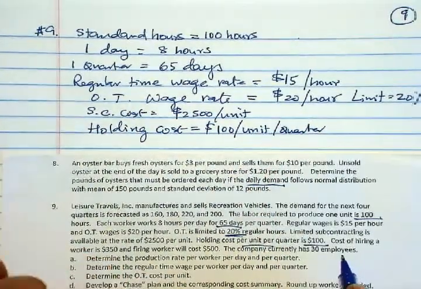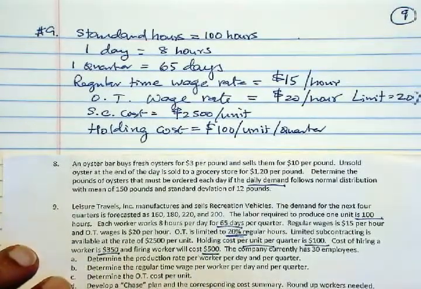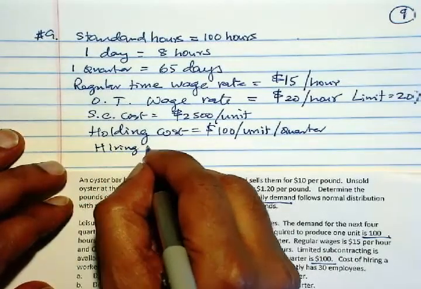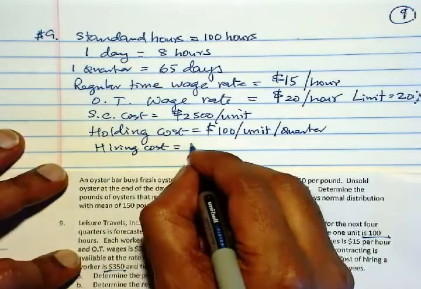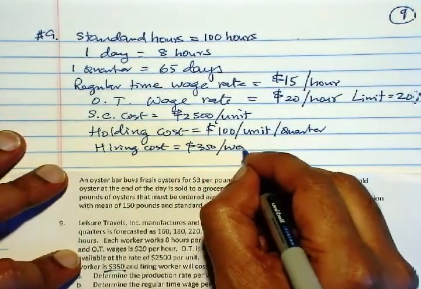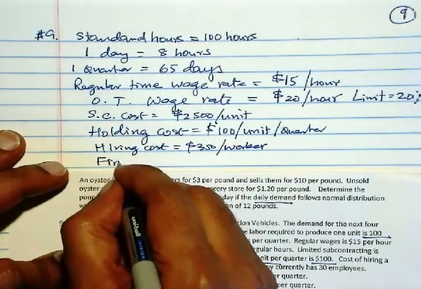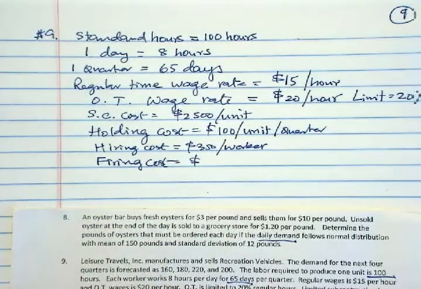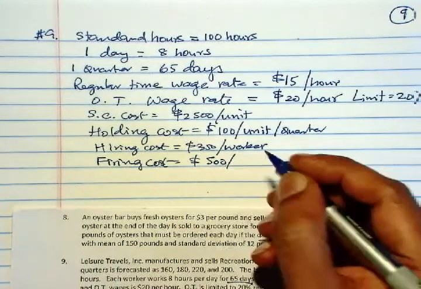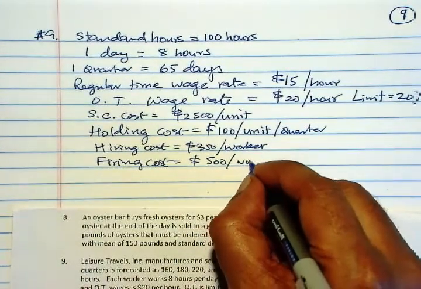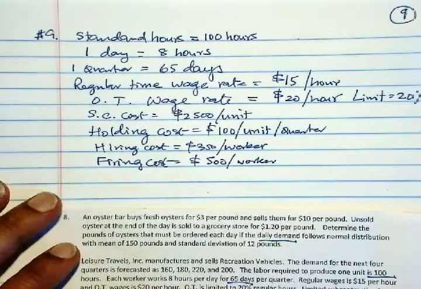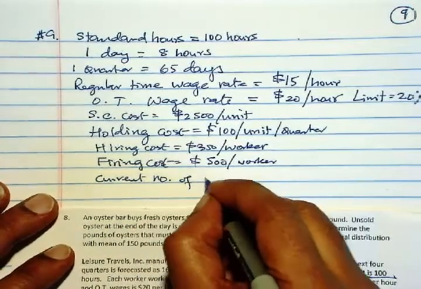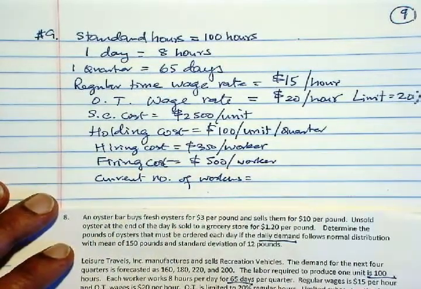Okay. And then we have hiring and firing cost, and note that it is per worker. Hiring cost is $350 per worker, and firing cost is $500 per worker. So the current number of workers is 30.